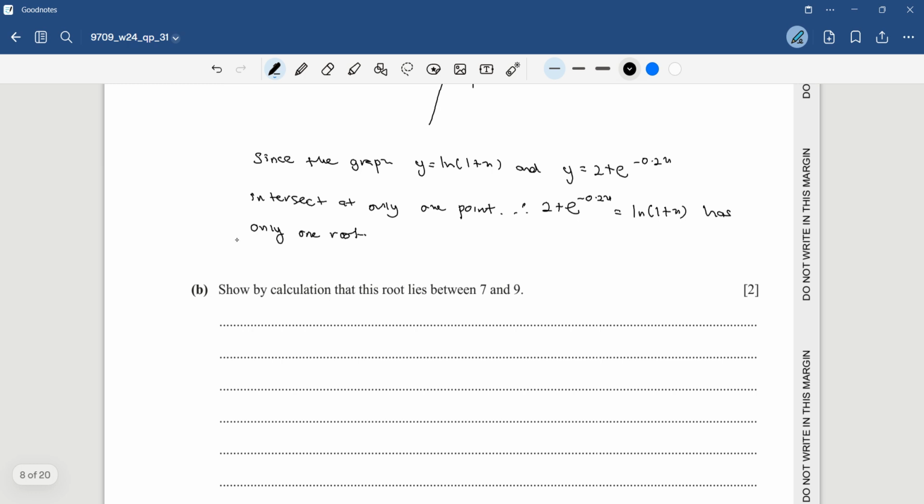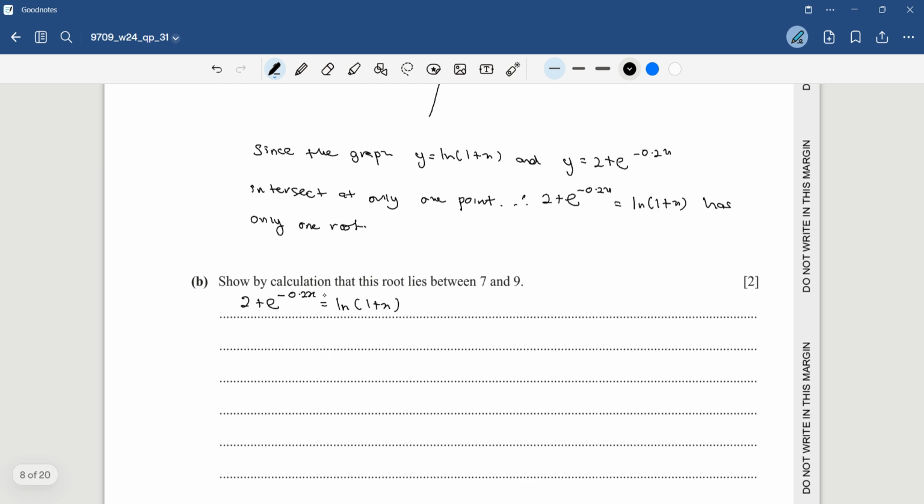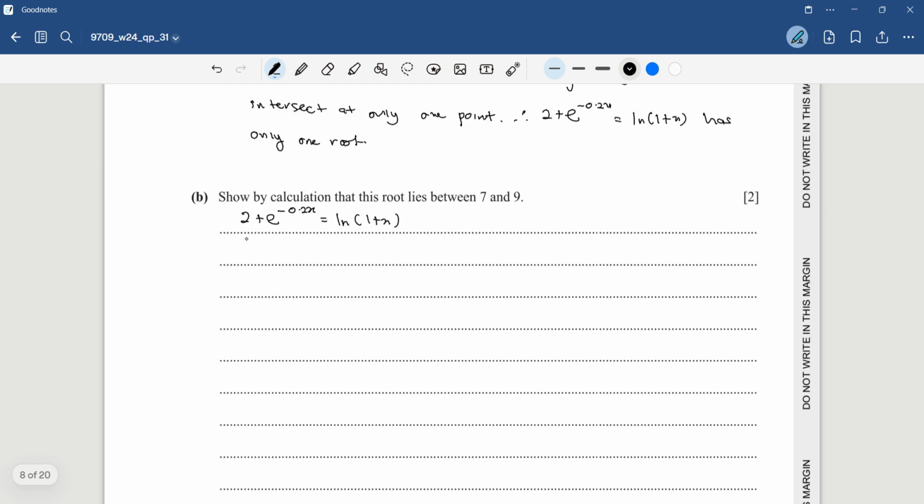Now, show that the root lies between these values. Just now we have the equation 2 plus e to the negative 0.2x equals ln(1 plus x). So what we do, we rearrange everything to one side. Either you bring everything to the right-hand side or left-hand side, doesn't matter. So I just make it f(x), where f(x) equals 2 plus e to the negative 0.2x minus ln(1 plus x).